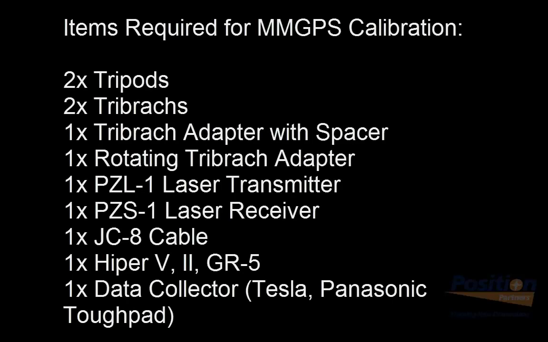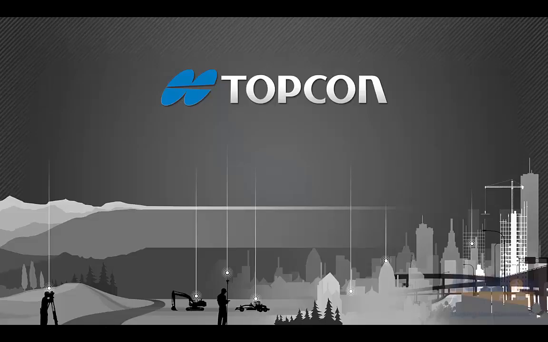To perform a field calibration with the millimeter laser setup, first of all, you will need to have the PZL1 TOTCON laser transmitter set up on a tripod and leveled, and then the PZS1 attached to a Hyper V2 or GR5 GPS receiver that is also set up on a tripod approximately 30 meters away from the laser. Both of these setups need to be approximately the same height, otherwise you'll be prompted in the field calibration to move it up or down into the specified range.